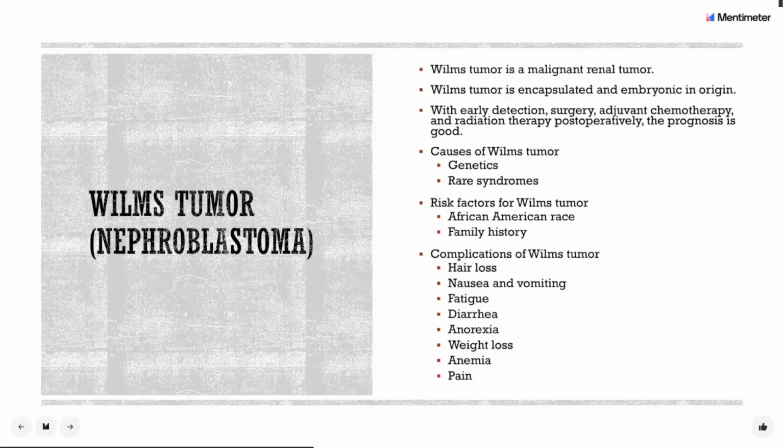So we typically will diagnose this by accident. Either parents will be bathing the child and will feel that abdominal mass, or a pediatrician on a normal routine visit will feel that mass. And that's typically how we end up diagnosing this. We can see any of those cancer symptoms as a complication of a Wilms tumor. Our African Americans are at higher risk, as well as those with a family history.